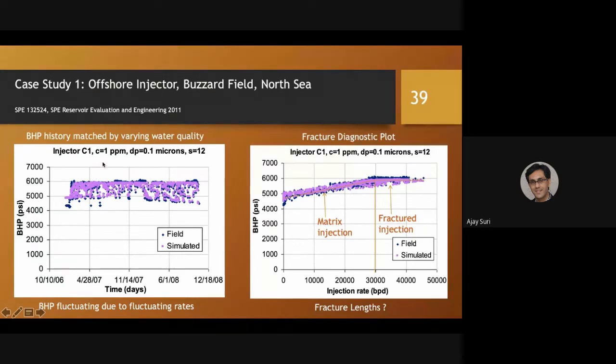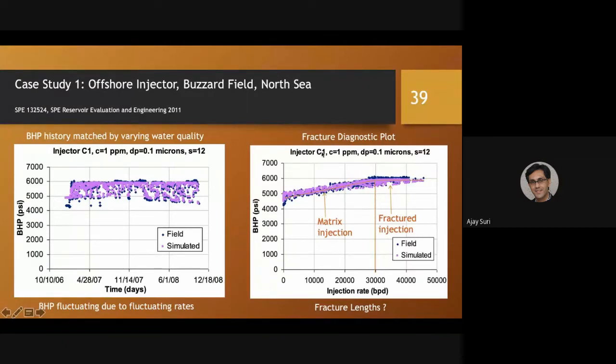Basically, they had an idea that the water was pretty clean in the sea, and they had the data for a couple of years, and the injection rates were varying significantly. And so they had the BHP blue dots, basically the field data, and I knew it was a good concentration, so I put in 1 ppm and small size particles, and I got a reasonably good match. So that suggests that yes, that's how the fracture is behaving. If I don't use the ppm in this, I would not show you, but the match would not happen.